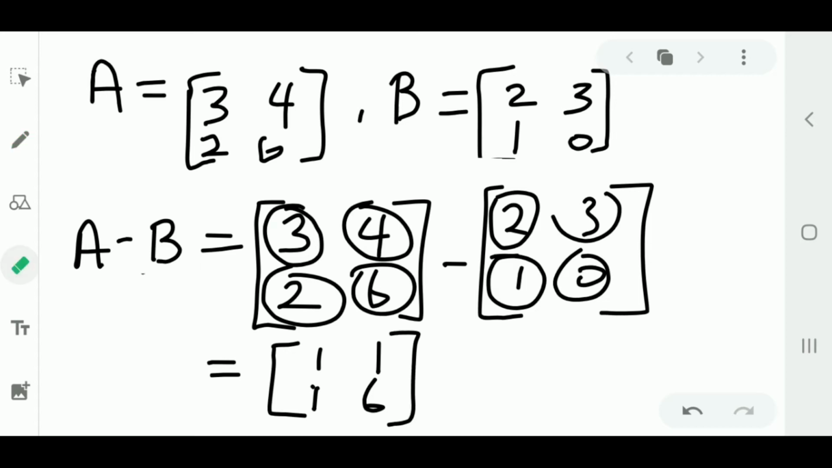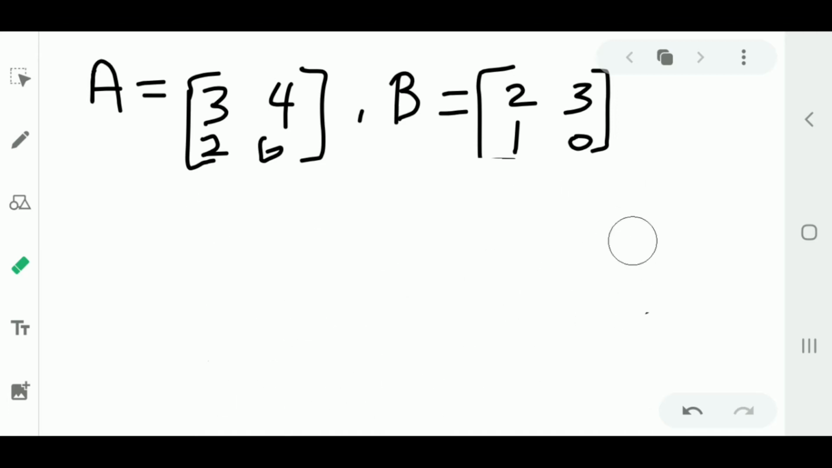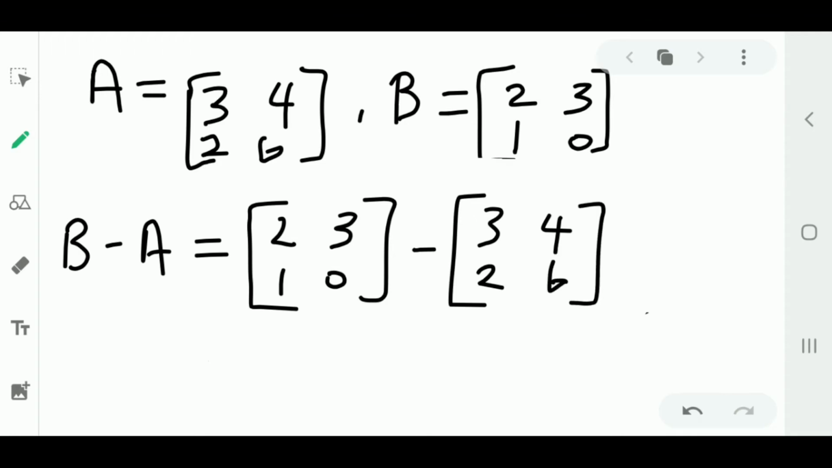But I want you to pay attention to something. This is A minus B, right? So let's say we try B minus A. So it's 2, 1, 3, 0 minus 3, 4, 2, 6. So it's 2 minus 3, which gives you minus 1.